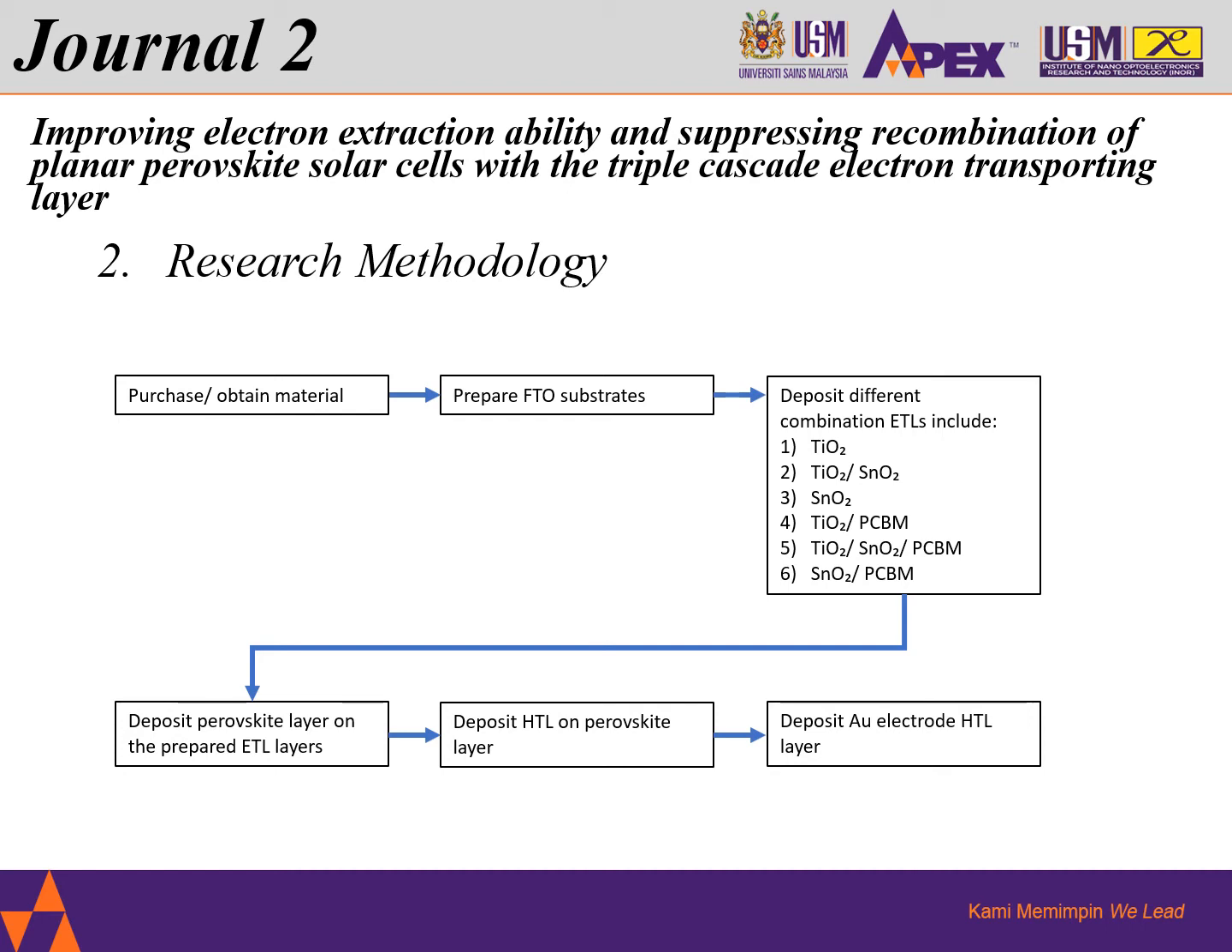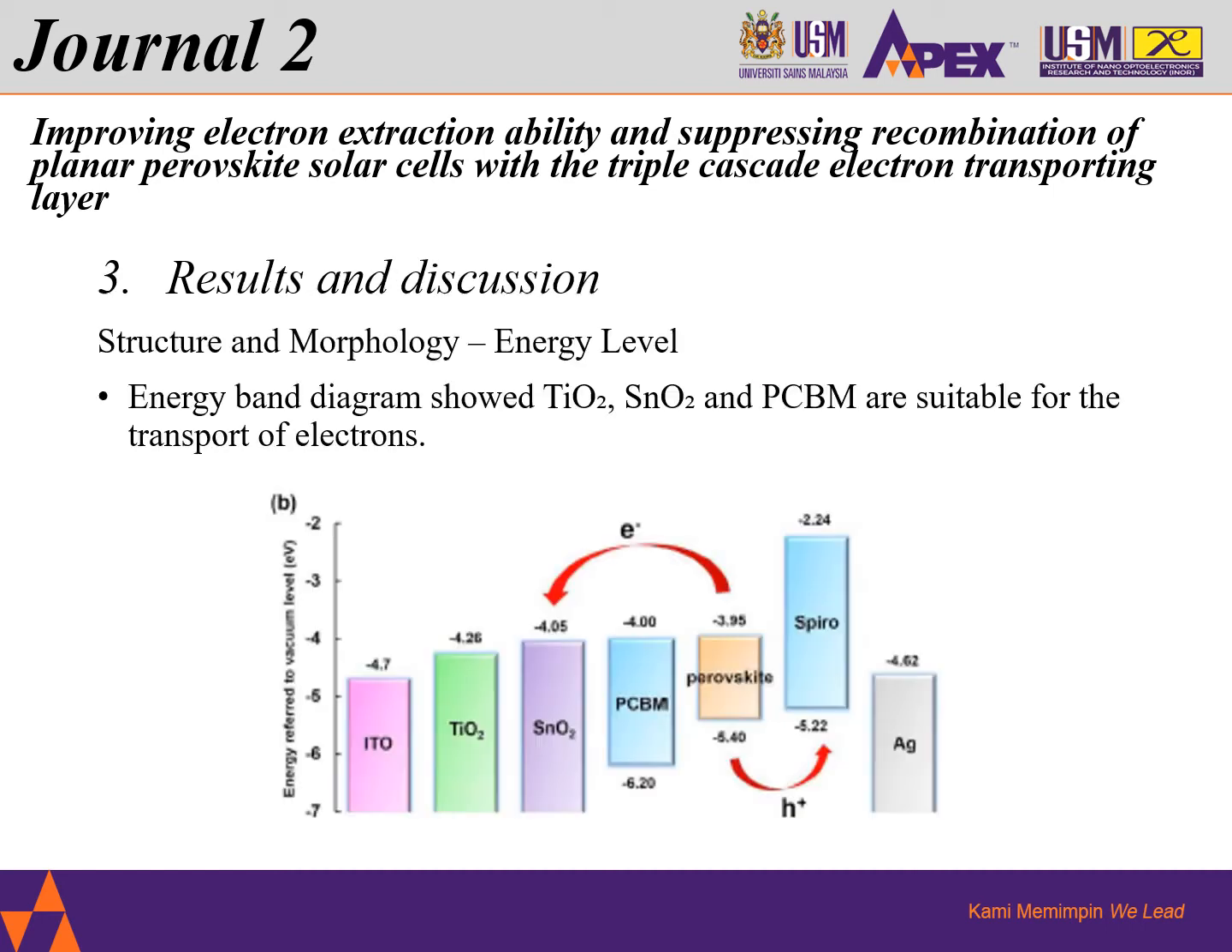So after they have this ETL deposit, they will deposit the perovskite layer, HTL layer, followed by the Au electrode. Same here, I will go into the structure and morphology of the journal itself, and later we'll go into the device performance characterization. From this slide, you can see that even with a 3-layer combination, the energy band diagram is still showing that this 3-layer is suitable for the transport of electrons because the gap from band to band is very small.